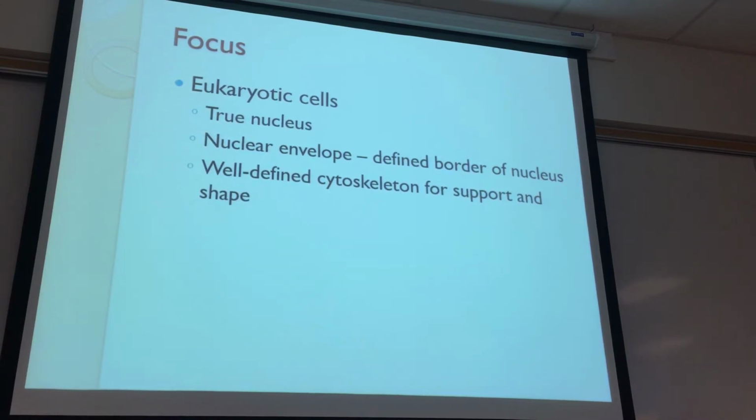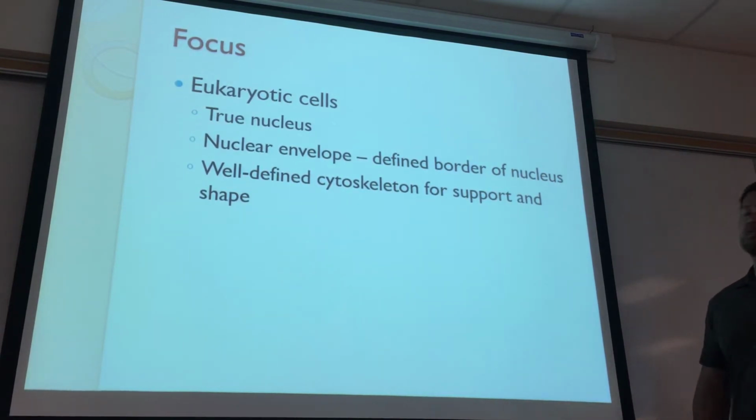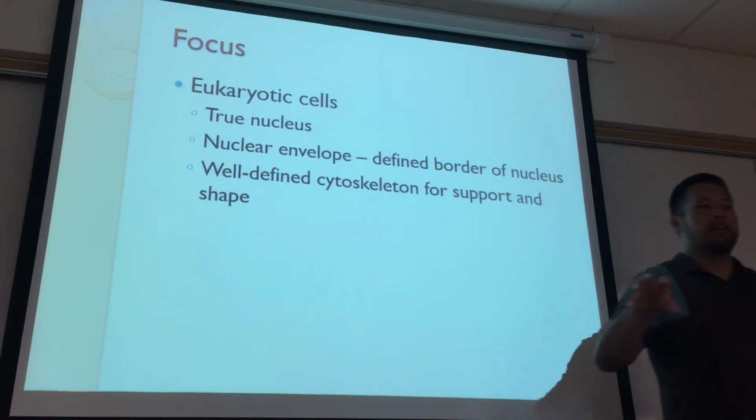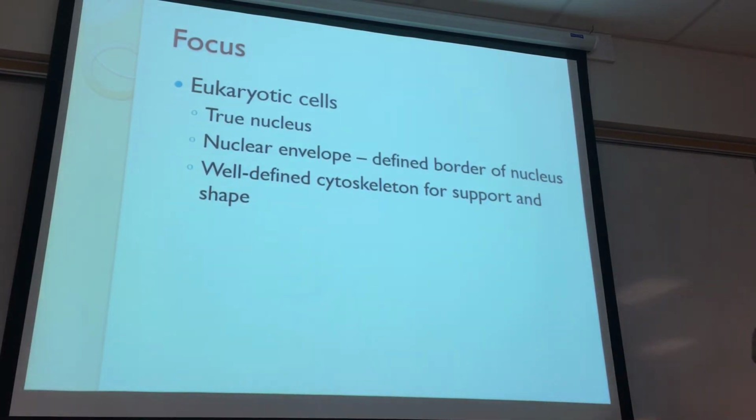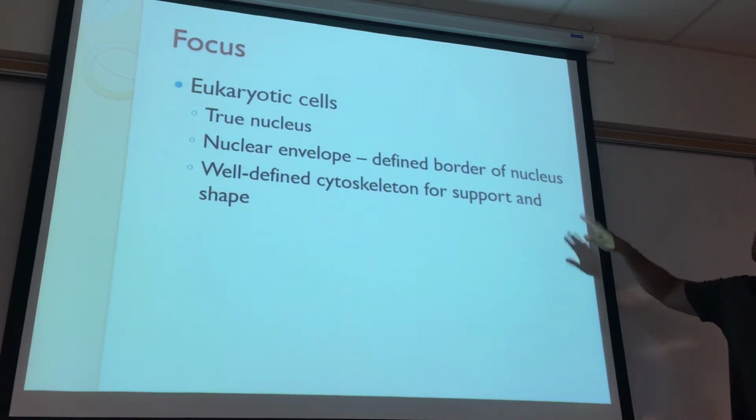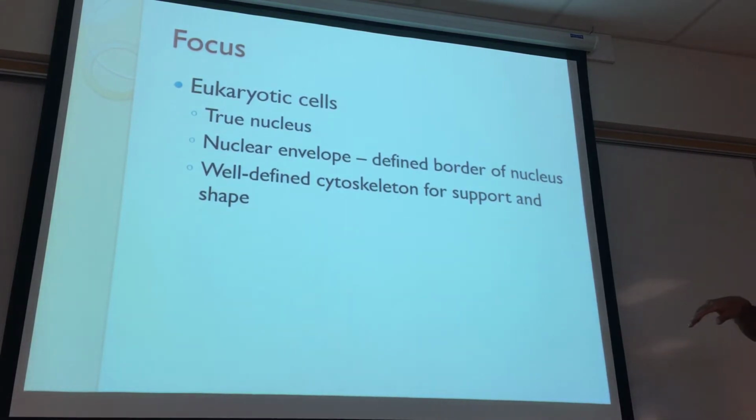And now our focus is going to be on eukaryotic cells. These were more, for lack of better terms, your advanced cells. These cells are defined by having a true nucleus. There is a specific nucleus within that cell that's going to contain the DNA. And we have a nuclear envelope, and you'll be able to see this in our next slide.